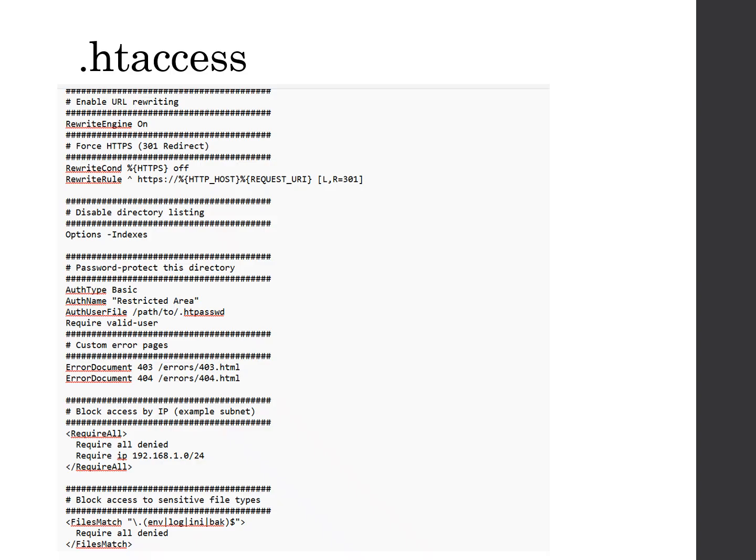We can also list the document errors for error pages. So if there's an error, we can say that perhaps if it's a 403 error, we're going to go to the 403.html error page because we don't want it displaying a blank web page for the user.